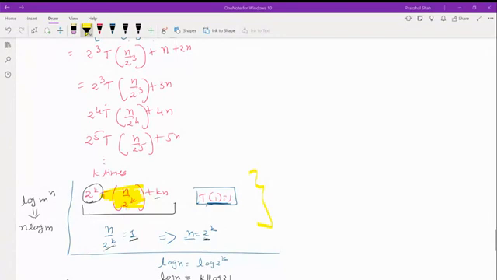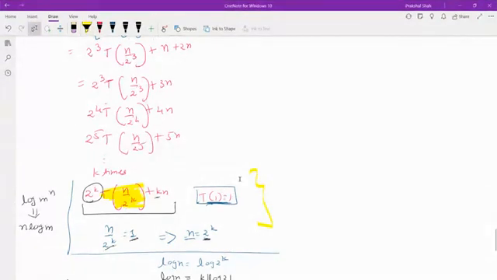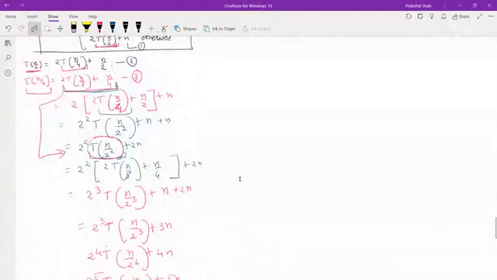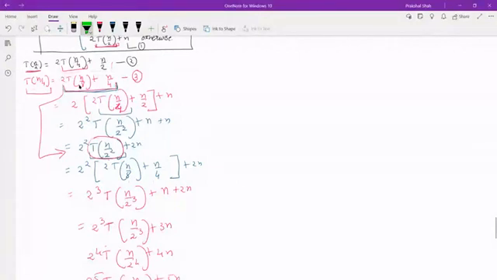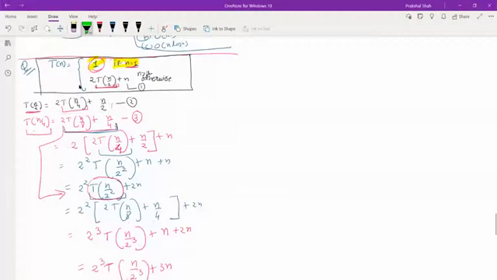Okay, you can unmute yourself. Here, the first you wrote T of n by 2 equals 2 T of n by 4 plus n by 2. The second term you have. Okay, this one. Yes, from here. So basically, you are telling me to start, right? So just tell me the starting. I'll explain it. No worries.